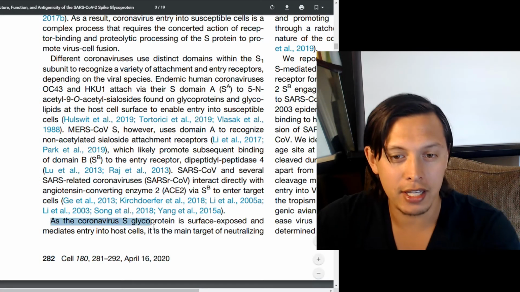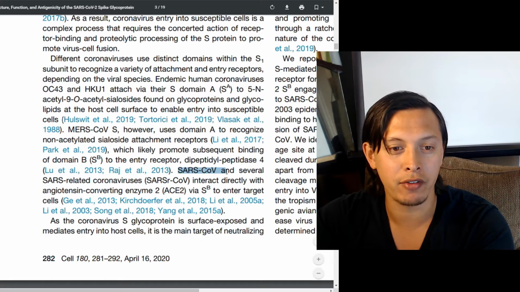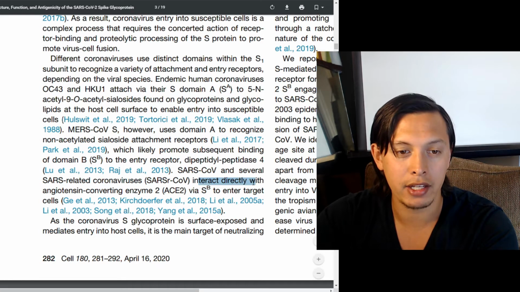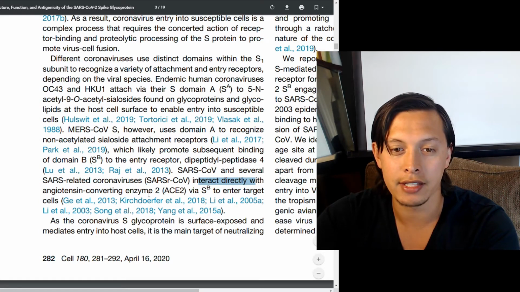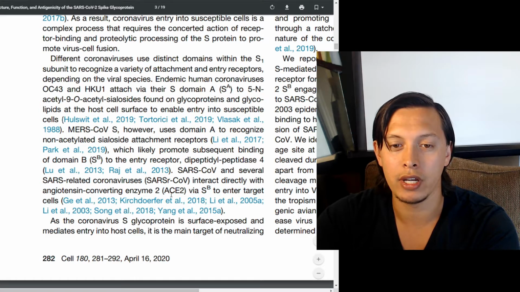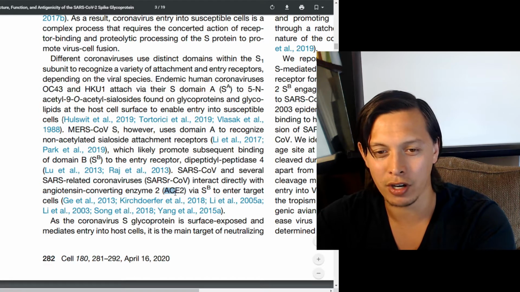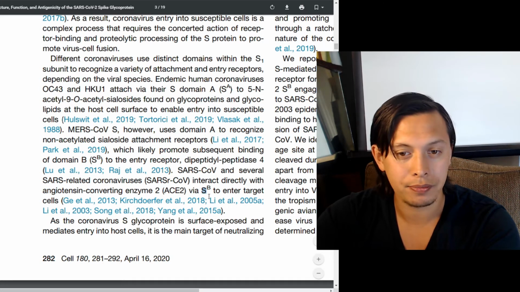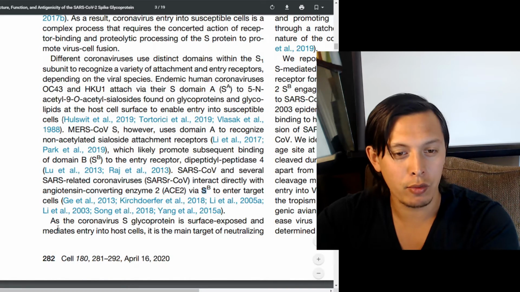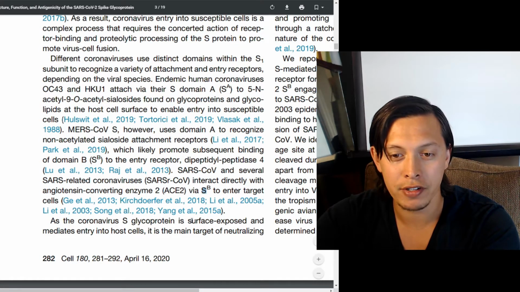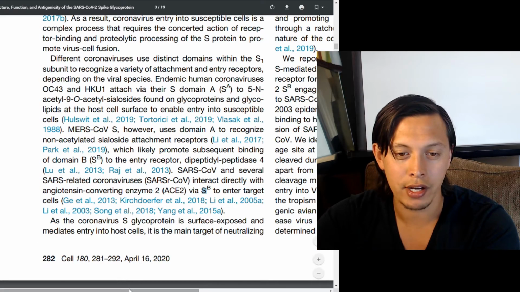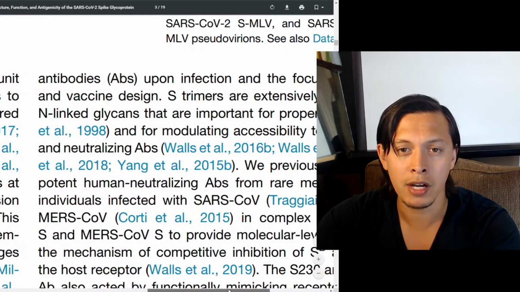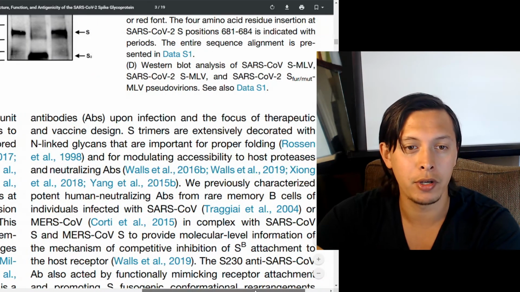So SARS-CoV and several SARS-related coronaviruses interact directly with angiotensin converting enzyme 2. We love acronyms in biochemistry, so we just call it the ACE2 receptor, via their S^B to enter target cells. As the coronavirus spike glycoprotein is surface exposed and mediates entry into host cells, it is the main target of neutralizing antibodies, or NAbs, upon infection and the focus of therapeutic and vaccine design.